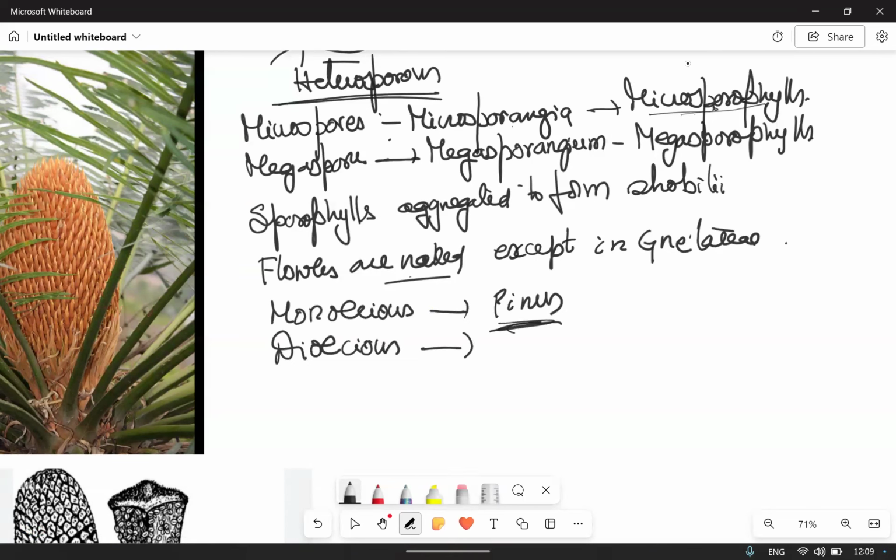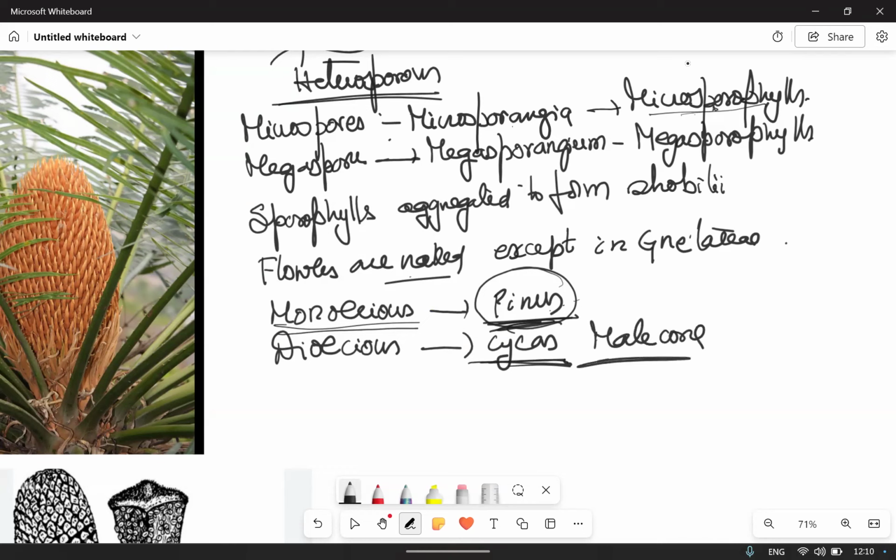Microsporophylls and megasporophylls are on different plants. Male plant and female plant. Microsporophylls on the male plant, megasporophylls on the female plant. Okay, so this is the Cycas example. In Pinus, microsporophylls form the male cone and megasporophylls form the female cone. Both are present on the same plant. That's why this is monoecious. When you observe Cycas, there is a male cone.